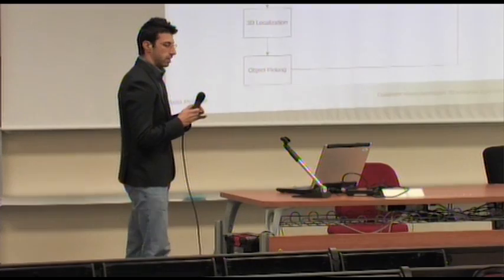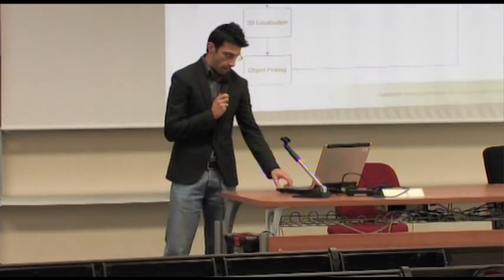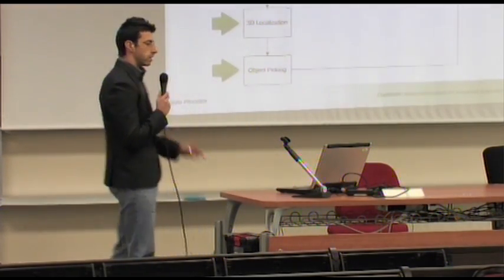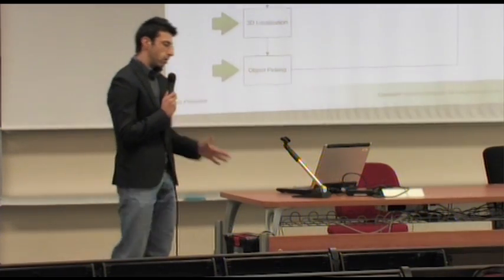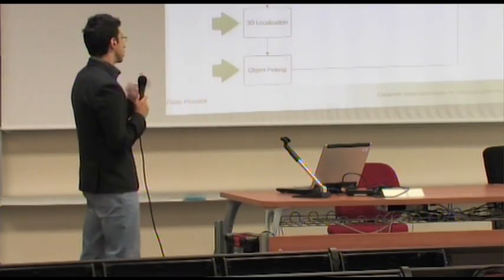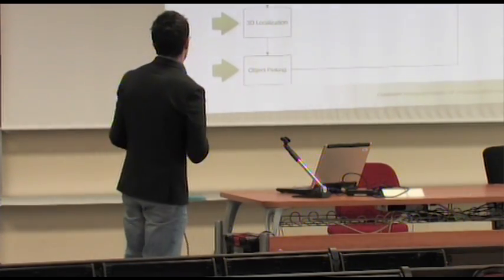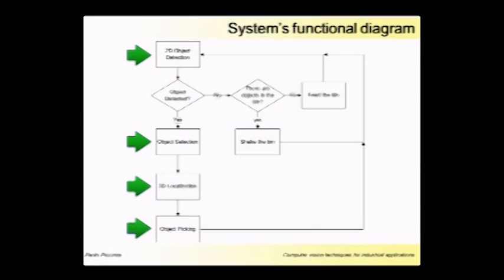This is the system functional diagram, and this system is composed of four main blocks: object detection, object selection, three-dimensional localization, and object picking. In object detection, an image is acquired from the camera and used to detect the objects in the bin. If no object is detected, the system checks the bin. If the bin is empty, it is refed. Otherwise, it is shaken in order to change the object disposition.